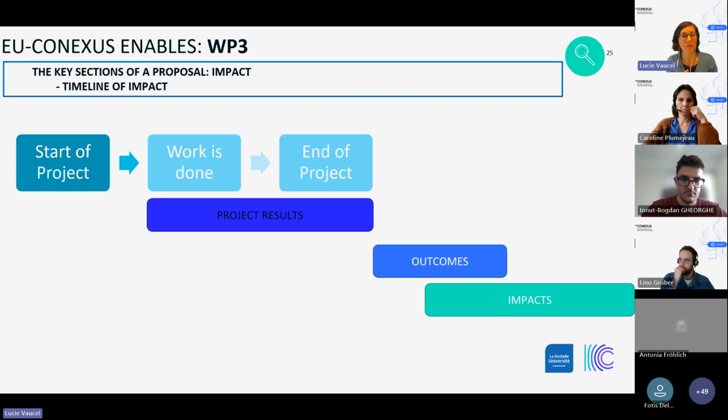Just this scheme on the slide, to show you the timeline of impact over time, basically. You have the start of the project, work is done, and the end of the project. You will reach project results, project outputs during project duration, and by the end of the project, more or less. And then will come the outcomes on the medium term, to be followed by impacts that are planned on a wider term, on a longer term basis.